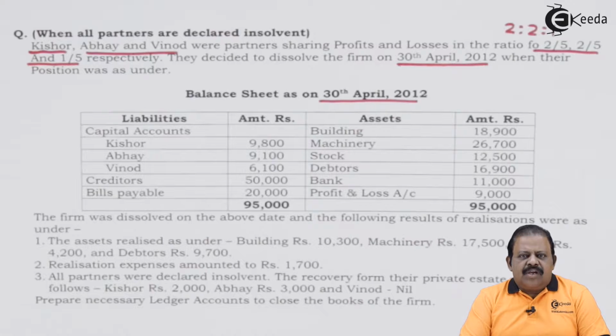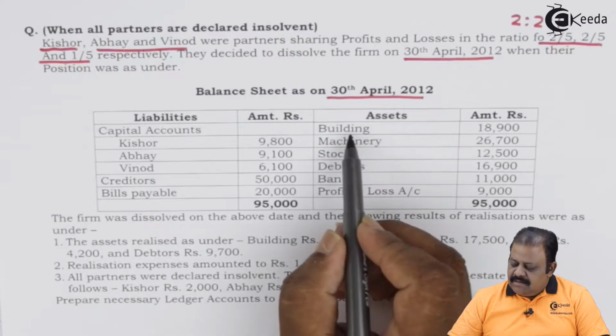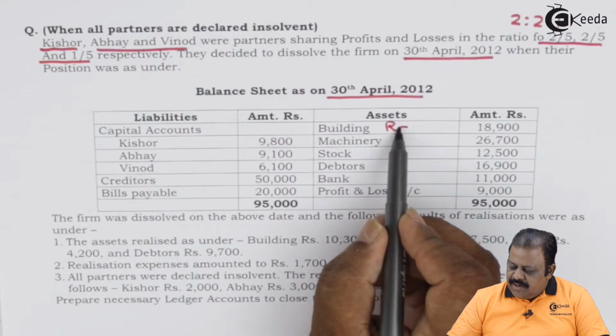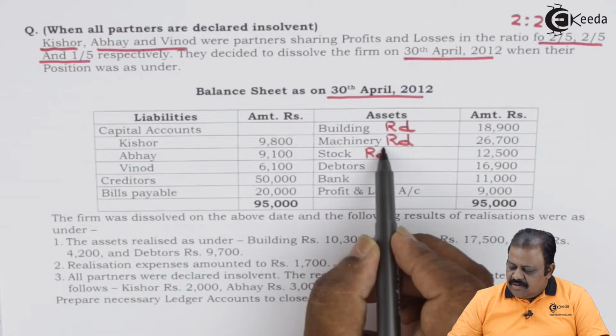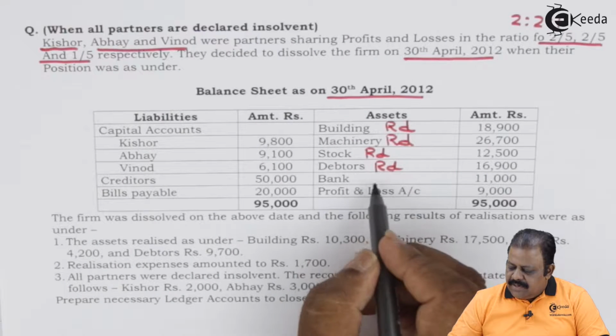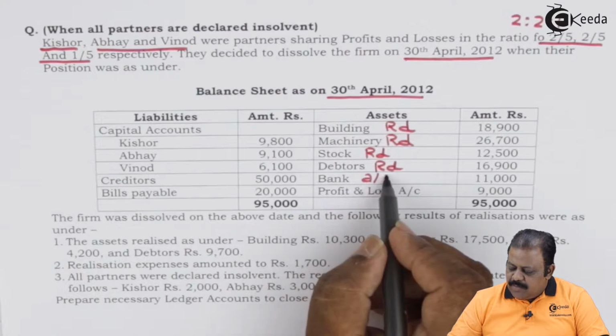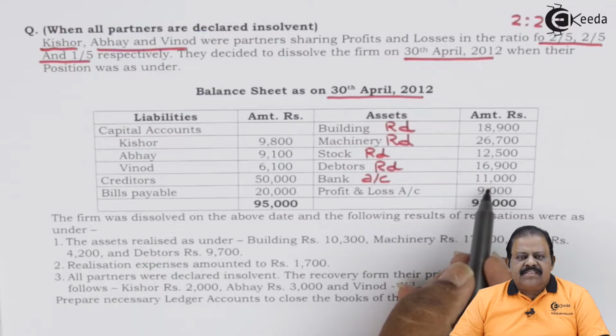Now when all partners become insolvent, the accounting procedure will be a bit different. We open a realization account where we transfer all assets, but all liabilities are not transferred to the realization account. For liabilities, we open separate accounts. Let us go through the assets. Building, realization account debit. Machinery, realization account debit. Stock, realization account debit. Debtors, realization account debit. Bank, this account will be separately opened where the opening balance will be recorded on the debit side, to balance brought down 11,000.